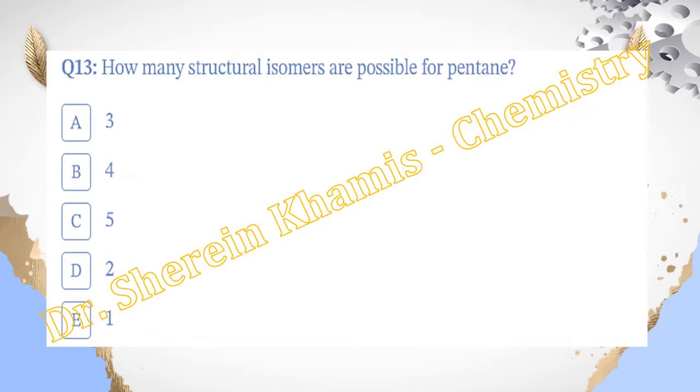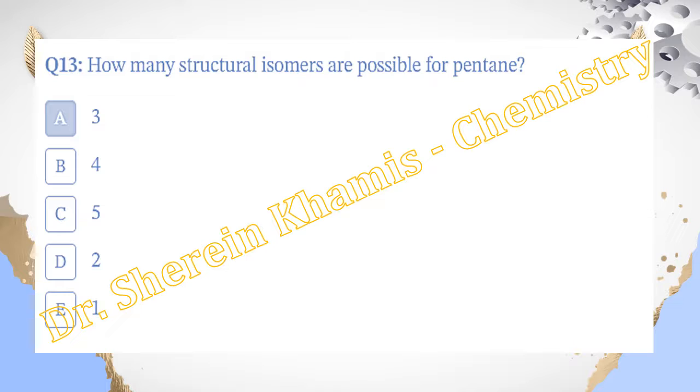Okay, let's go to question 13. Question 13 says: how many structural isomers are possible for pentane? If we say pentane, we have 5 carbons, and the number of possible structural isomers is less than the number of carbon atoms by 2. So the possible structural isomers for pentane will be 3, as N equals 5, so N minus 2, 5 minus 2, gives 3 structural isomers.